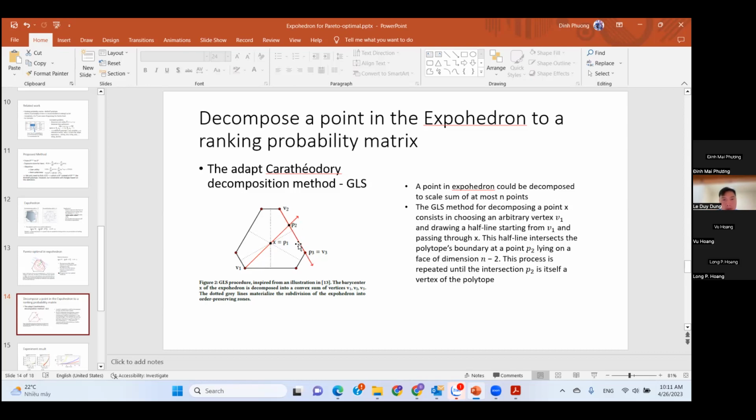at P2 here, and we continue to draw a line from some vertex in the same way. In this case, from V2 to P2, it cuts the final vertex at P3. By this way, we can decompose X into a scaled sum of 3 points, V1, V2, and V3. The process repeats until you reach the final vertex.